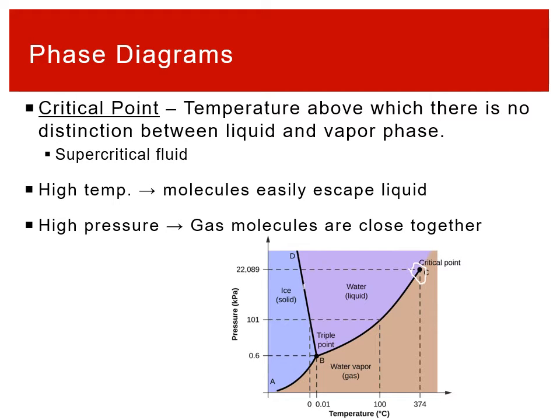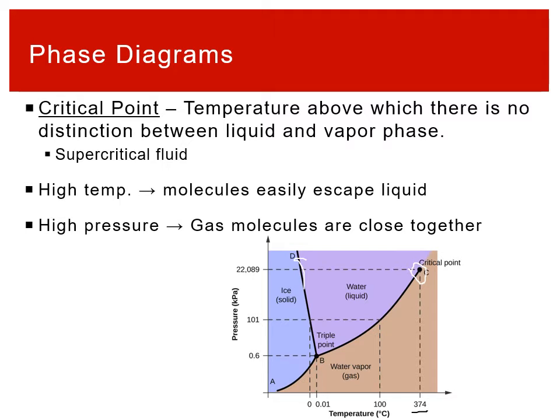The solid-liquid line does continue on forever. But the line distinguishing liquid water and gas phase water just ends at 374 degrees Celsius. This is called the critical temperature. Above this temperature, there is no distinction between the liquid and vapor phase. Everything above that temperature, all water, is called a supercritical fluid.